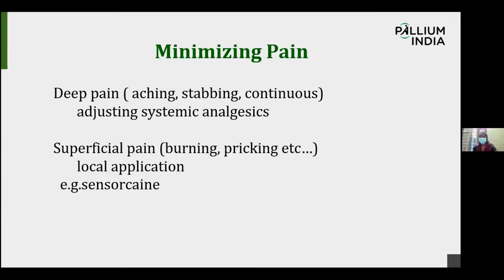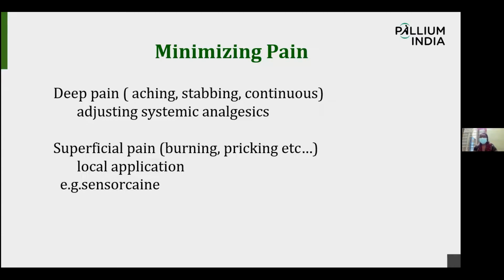So how to minimize pain? As I said earlier, there are two different types of pain for this type of patient. If there is a deep pain like nociceptive pain, you can adjust the systemic analgesics. For example, if the patient is on morphine 10 milligram 4 hourly, when you go for a home visit for dressings, if the patient is having pain, you can give a rescue dose and wait for 45 minutes, and then you can do the dressings. All other analgesics also you can give to control the nociceptive pain. But the systemic analgesics will not help for the neuropathic pain.